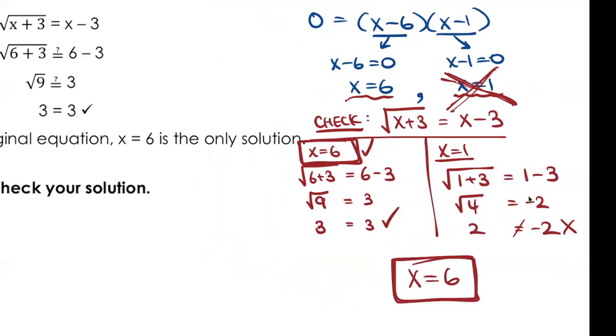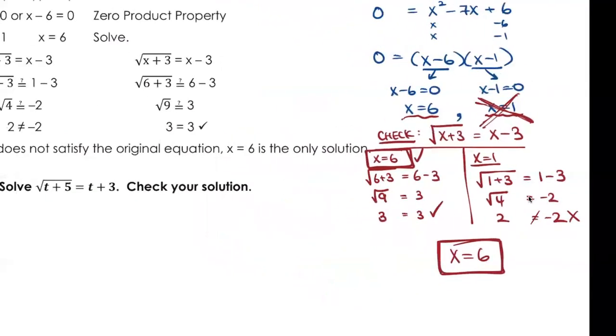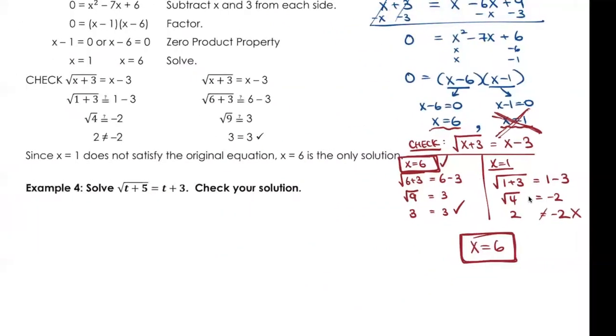All right, so that's what we mean by extraneous solution. We get some x's that actually don't work because we squared both sides. Okay, let me show you one more and then I'll have you guys try one.